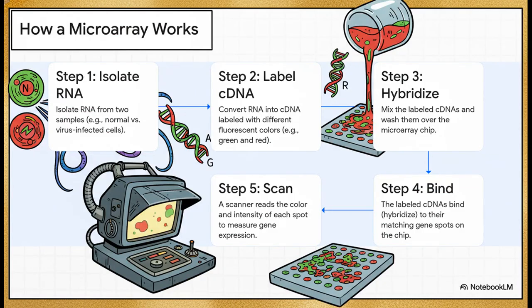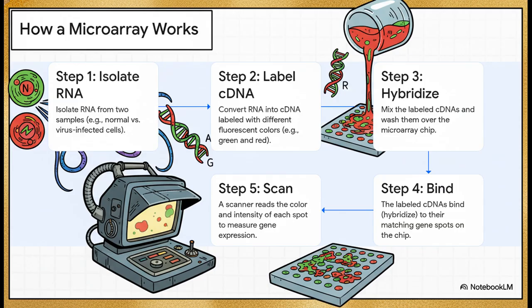Okay, so how does this magic actually work? Well, first you grab RNA from your two samples. In our case, that's our normal healthy cells and our virus-infected cells. Then, and this is the key part, you turn that RNA into something more stable called cDNA, and you tag them with different colors. Let's say green for the normal cells and red for the infected ones.